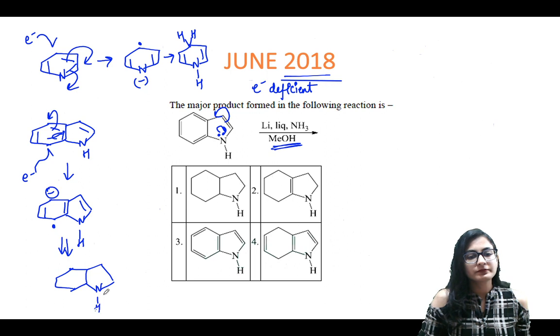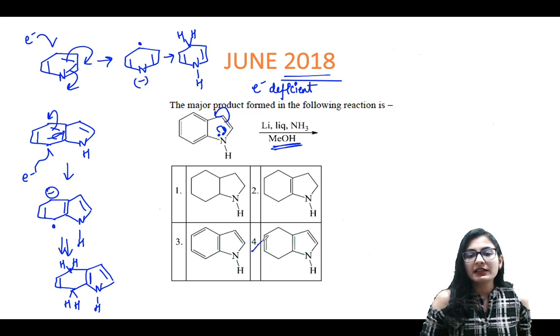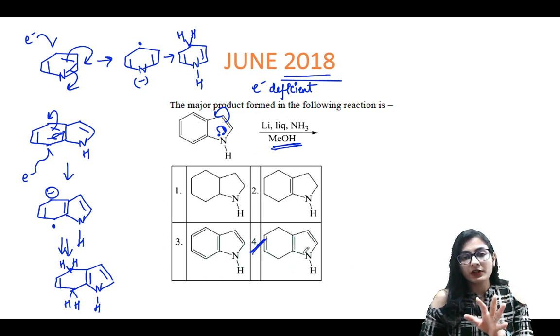Okay, just writing the final product, guys, because Birch reduction itself is very easy, right? This is our answer. There is a double bond over here as well. Okay, so the answer is option number 4 for this question.